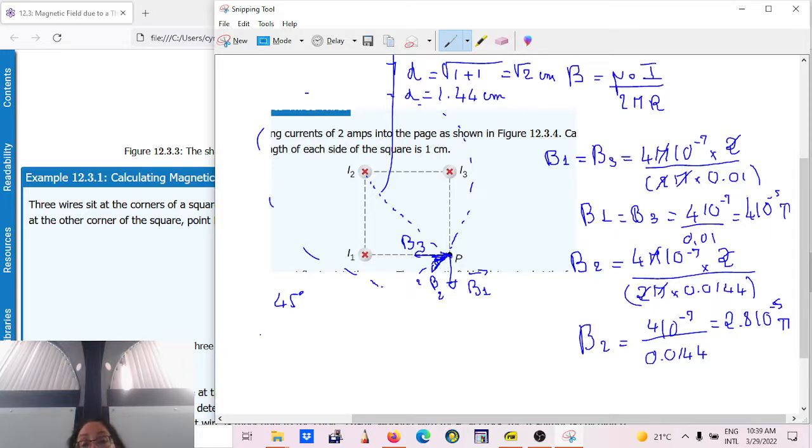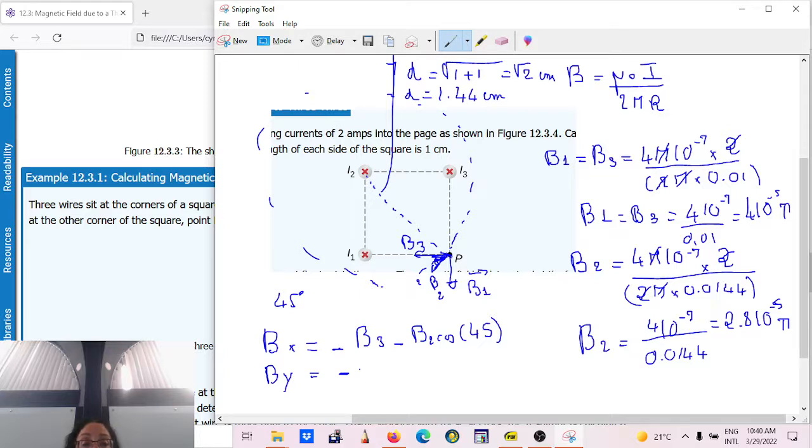So then we have the x component and the y component. The x component is going to be negative. So you have B3 and then that. It's going to be minus B3 minus B2 cosine 45. And By is also going to be negative. Not that we really care. We can take left to be positive and down to be negative.